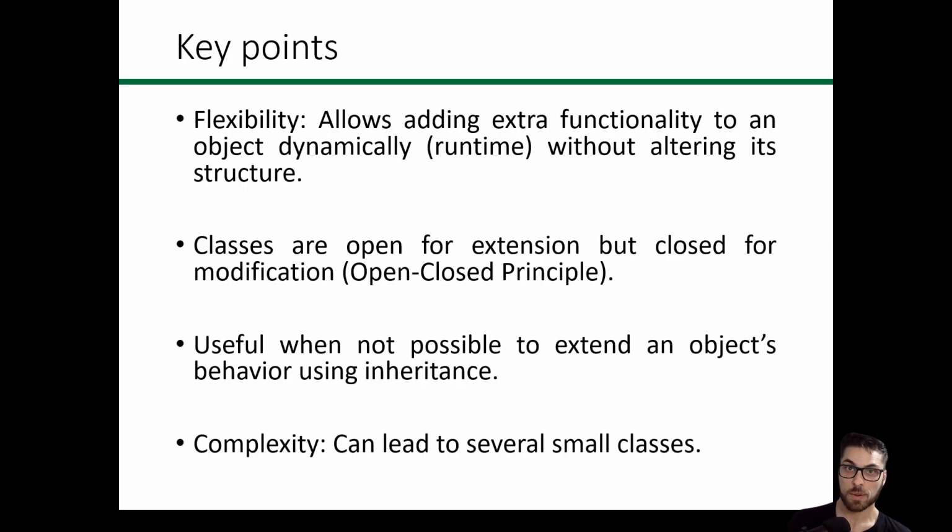With that, we come to the key points. Flexibility is the biggest one of them all. We add extra functionality to objects without changing the structure of their code. With that flexibility, we follow the open and closed principle. It is extremely useful when we cannot extend an object's behaviors through inheritance. The downside is that it can lead to lots of small classes, increasing the complexity of our application.